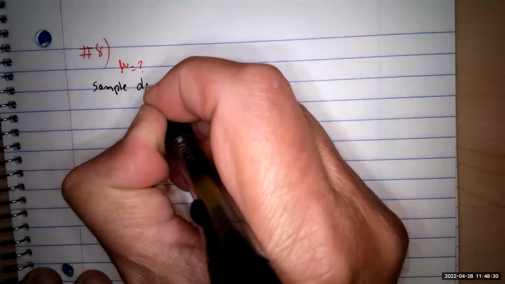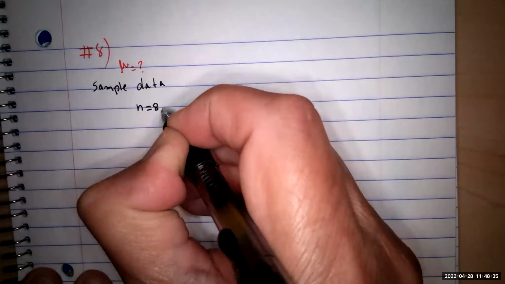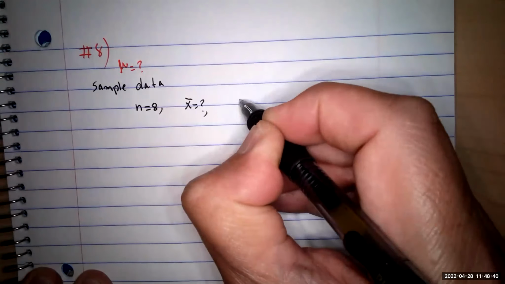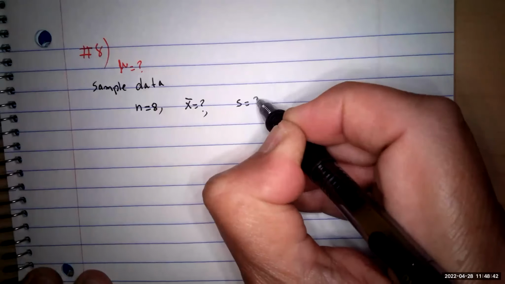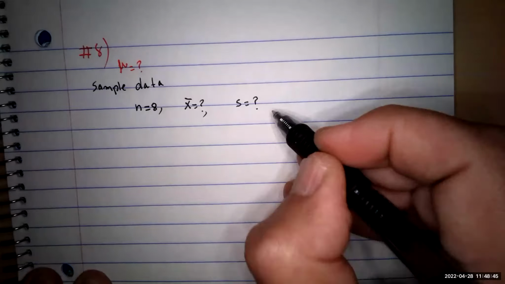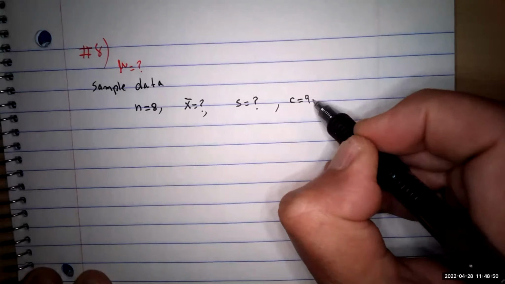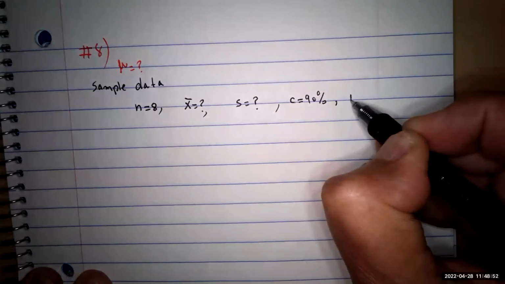So in this case, again, the question is going to be regarding the mean. Okay, but sample information is not given. Sample data, you need the sample size, that you have, it is 8. You need the sample mean, you don't have it, you have to find it. You need the sample standard deviation, you don't have it. Okay, you have the confidence level only, the confidence level of 90%, and you have to find the marginal error.